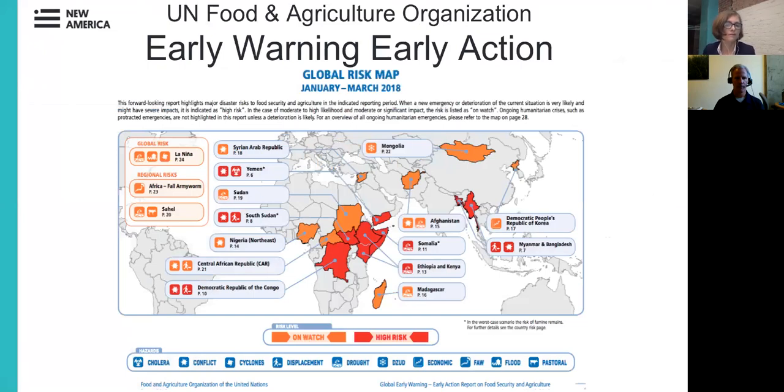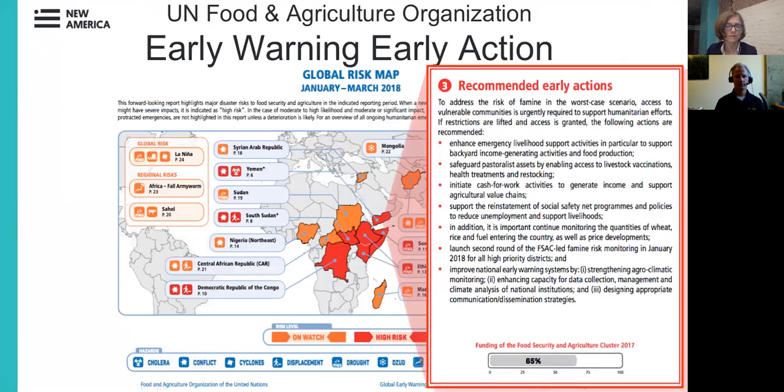Now, the UN Food and Agriculture Organization also has a tool. They call it Early Warning, Early Action. Their forecasts of new emergencies or deterioration of existing conditions come out quarterly. What makes their tool stand apart from most risk forecasting is that they also recommend early actions to address that risk. For example, for the quarter ending this March, they forecasted that Yemen was at high risk for famine and made specific recommendations, such as enabling livestock vaccinations to protect the assets of pastoralists.